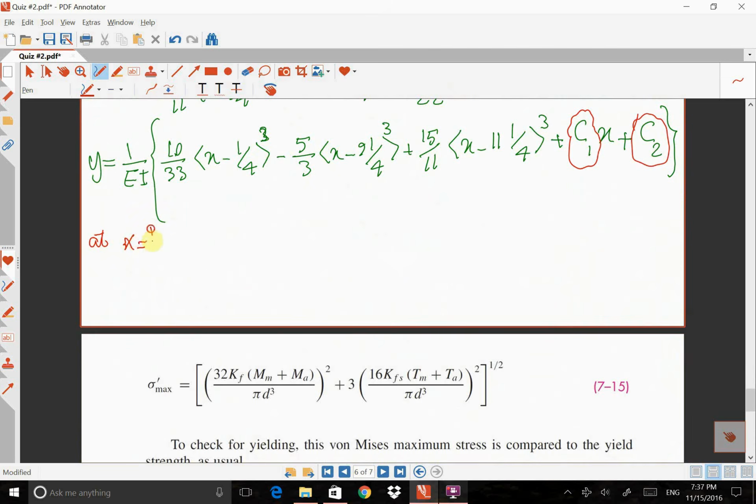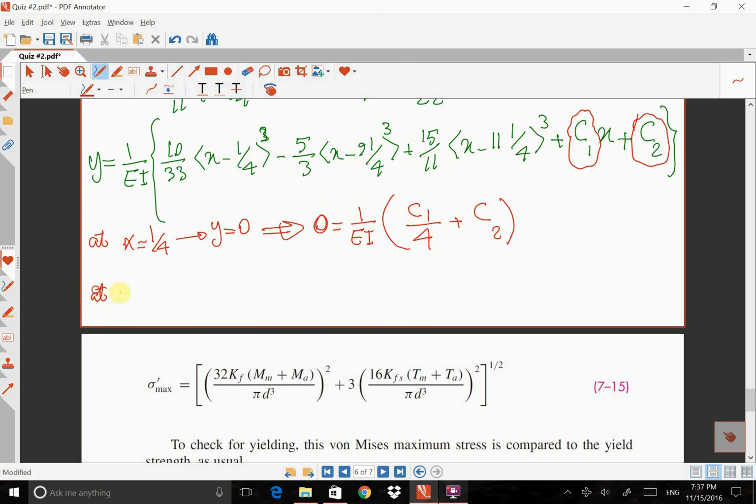So at x equals a quarter, we know that the deflection should be 0. So we're going to put a quarter in this equation here. This term will be 0, this term will be 0, this term will be 0, because the inside of the bracket is negative, so these will be 0. And I'm going to have 0, that's y, equals 1 over EI. And from the right hand side, I have C1 times x, so that will be C1 over 4 plus C2.